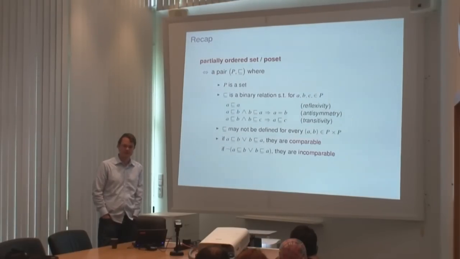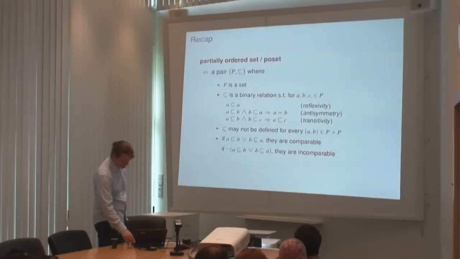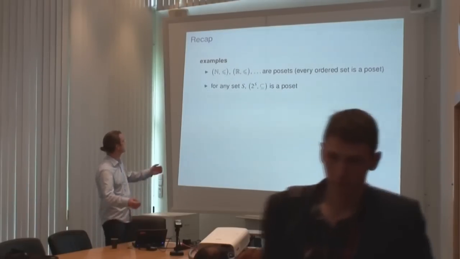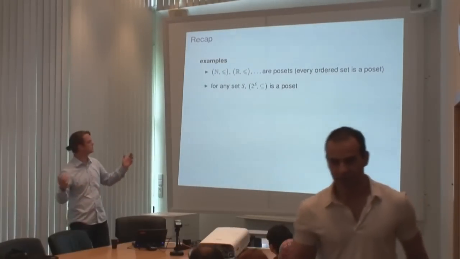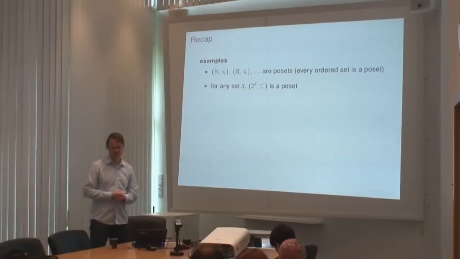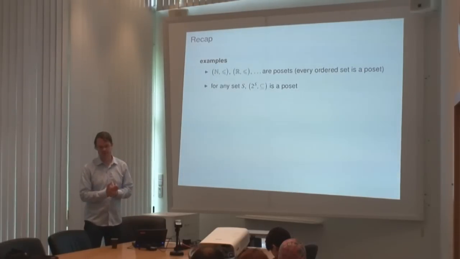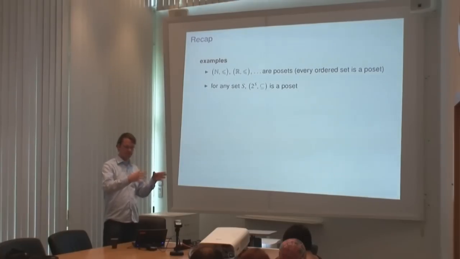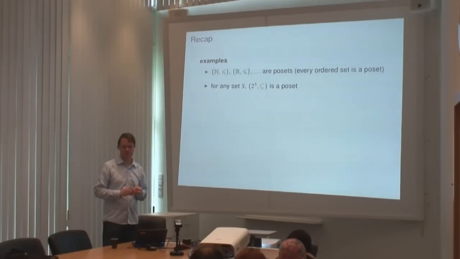Where do these kind of relations occur? Do you have an example? The ones who are familiar with that? So the obvious example is, well, let's look at the natural numbers, the real numbers, and the usual definition of less or equal than. These are posets, because if a set is ordered in the sense we are familiar with, then it's also partially ordered.